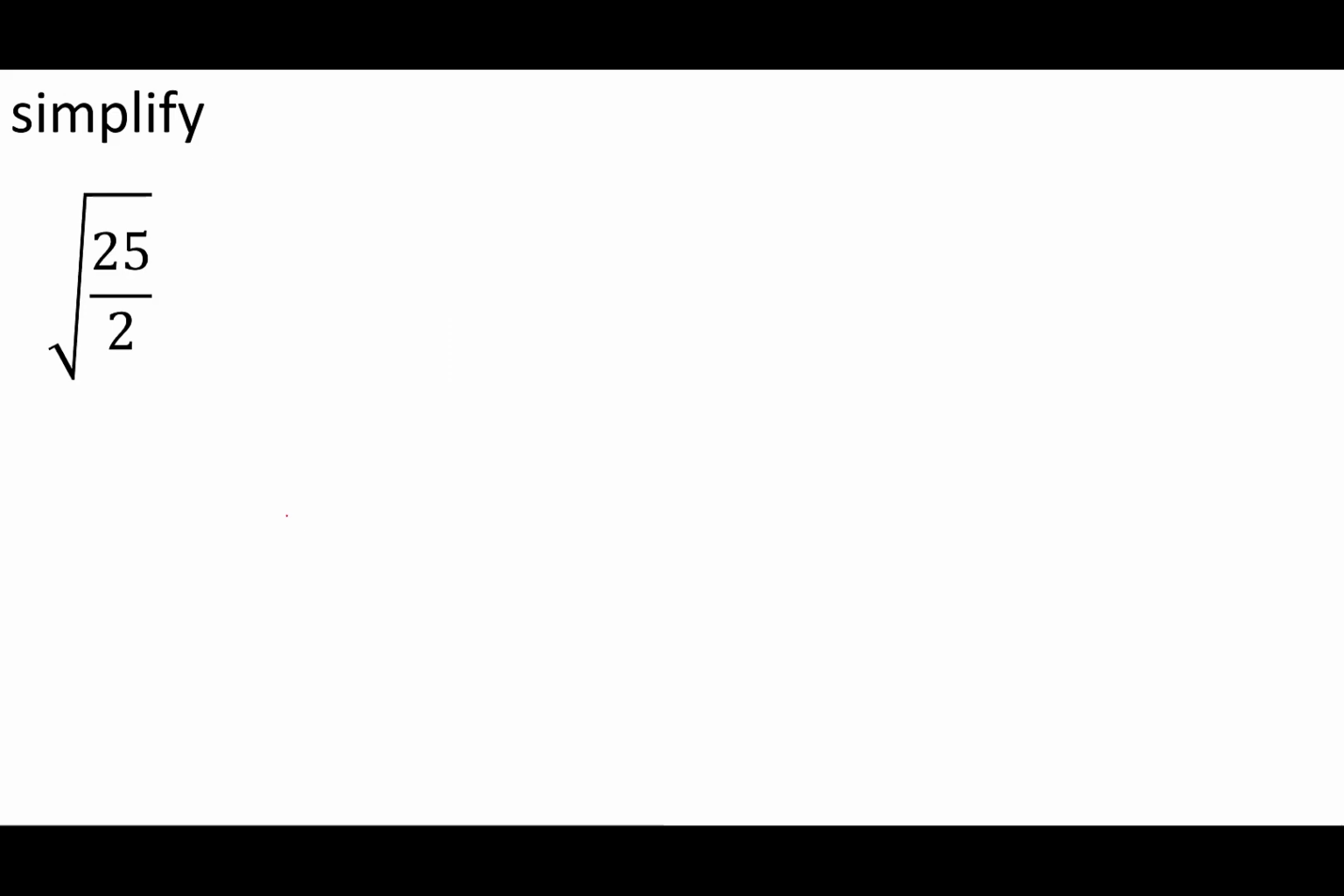All right, so the next one we're going to look at is when we've got division. Now I'm going to look and see if my fraction can simplify first. If my fraction can simplify first, I will simplify that. If not, I'm going to split it into 2, so I get the square root of 25, and in this case 25 does not divide by 2 nicely, over the square root of 2. Well, the square root of 25 is what? 5. So I get 5 over the square root of 2.